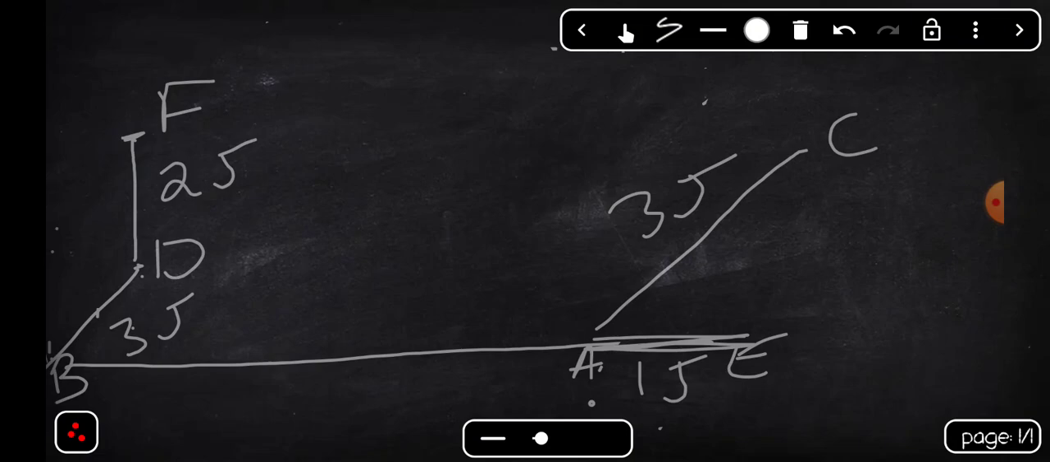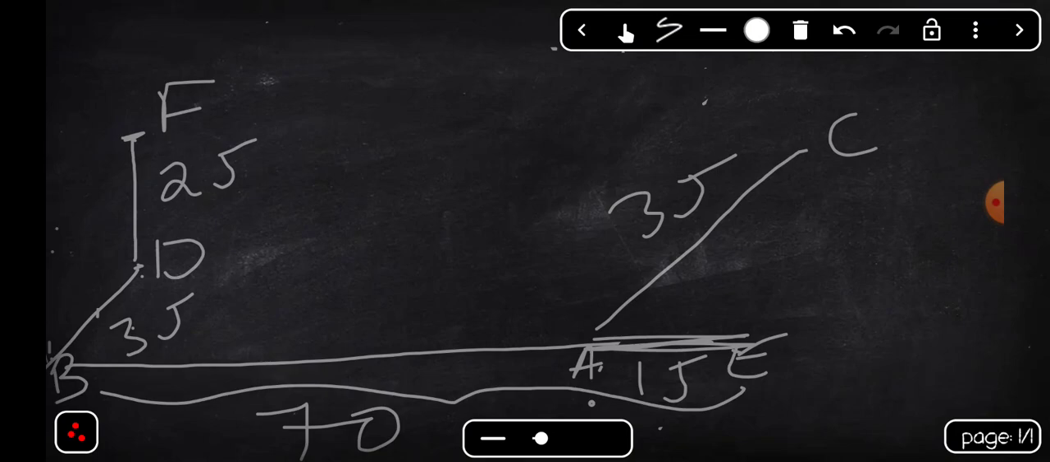Then the next point: B, A, E are in a straight line, and checkpost B is 70 kilometers west of E. This is E, this is B. That means the total distance from B to E is 70 kilometers. E to A is 15 kilometers, A to C is 35 kilometers, and A to B is 55 kilometers. E to B is 70 kilometers, B to D is 35 kilometers, D to F is 25 kilometers. Now we have pictured the given statement.